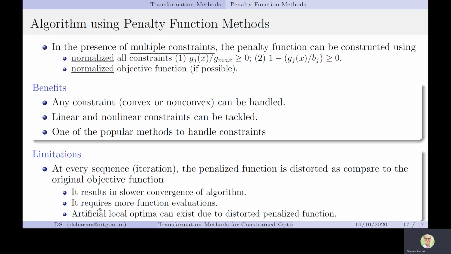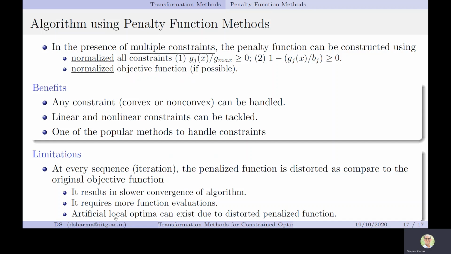Second, the penalty function method requires more function evaluations. As you can see, in every sequence we have to perform steepest descent or some other method. Each will take its own function evaluations, and we have to perform that for many sequences. That's why they need more function evaluations to locate the optimum solution for a constrained optimization problem.